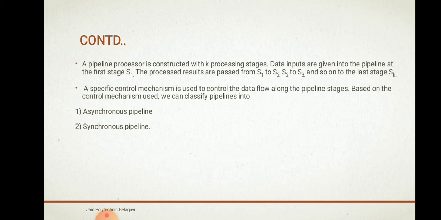Whenever the data flow is done from one stage to another stage, the control mechanism that we use is based on two methods, that is asynchronous pipeline and synchronous pipeline. So these are the two pipeline methods used for controlling the flow of data from one stage to another stage.